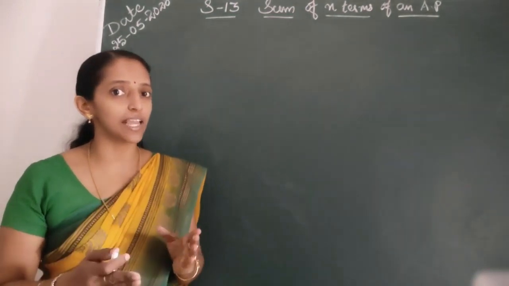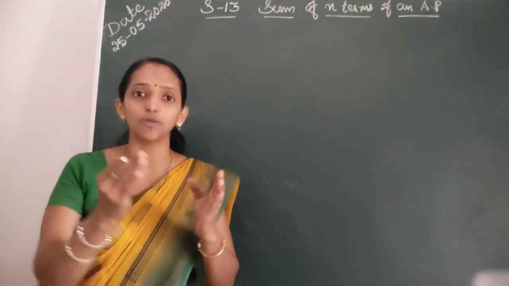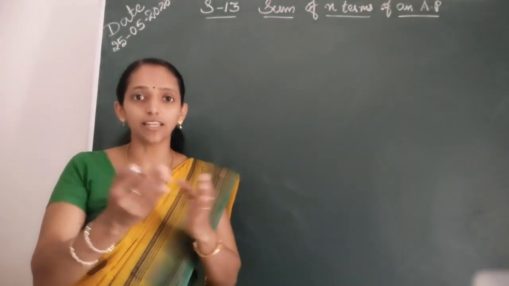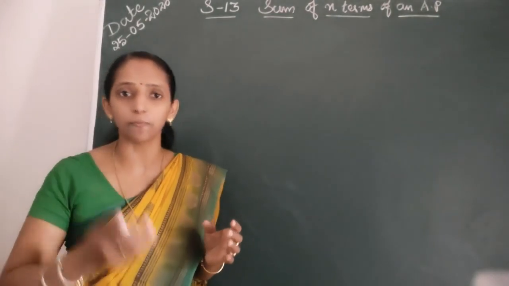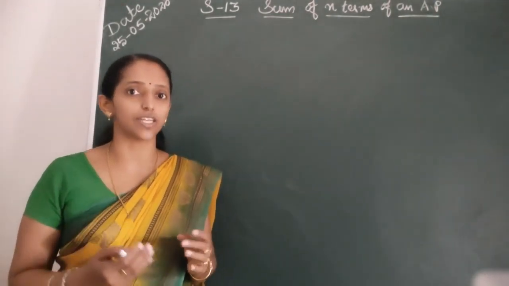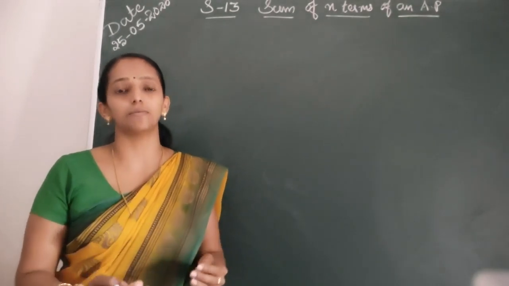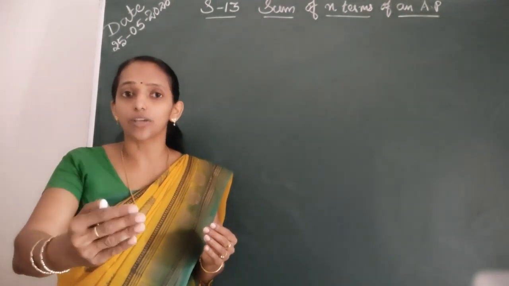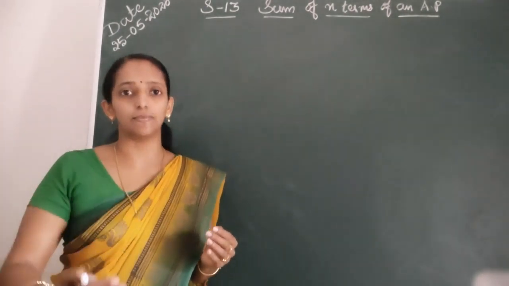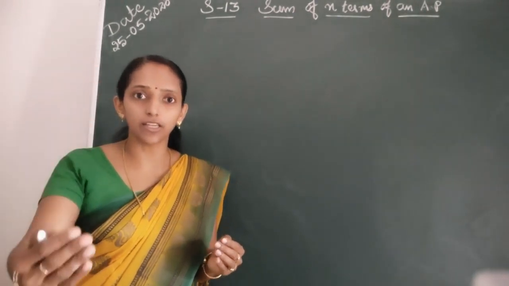You know what is an AP? AP means there will be a common difference between two preceding numbers. Between two numbers there will be a common difference, that is known as an AP, arithmetic progression. And we have seen how to calculate the first term, how to calculate the common difference, as well as how can we calculate the nth term. So we were going through that formulae and the applications we have seen.